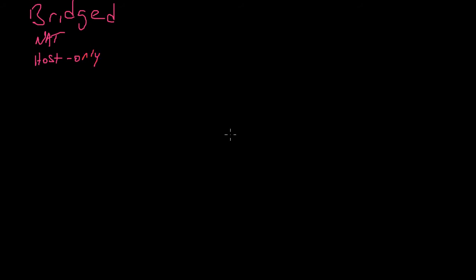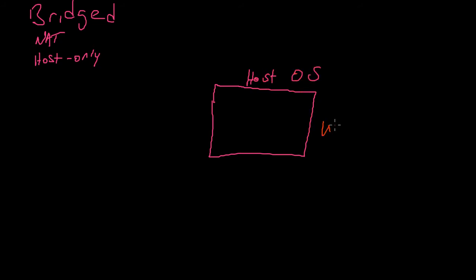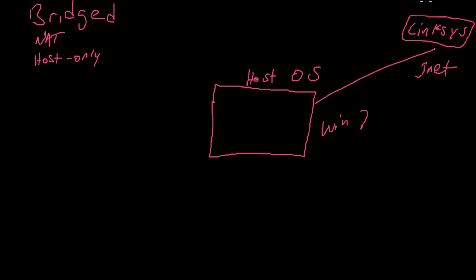So if we draw out, let's pretend that this is our regular host OS. And our host OS is Windows 7. And Windows 7 is connected to the internet. Let's say this is a real Linksys router out here. Well, I guess now it would be called a Cisco router, but you get the picture. Okay, so normally we're on Windows 7, we connect to the internet, we're browsing around, everything is awesome.